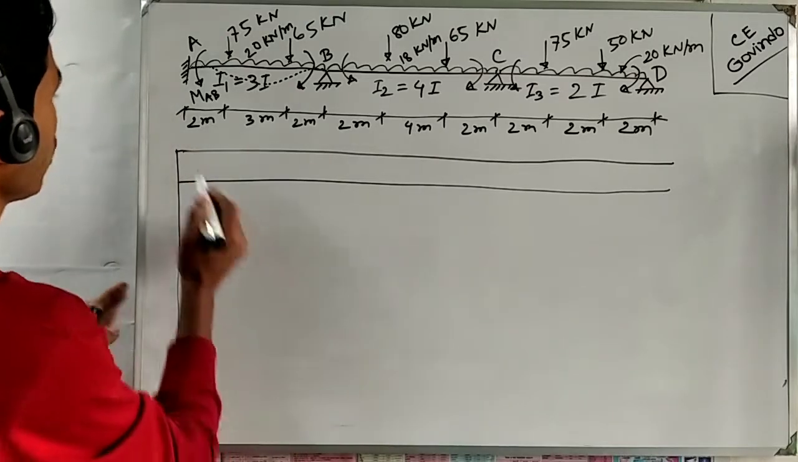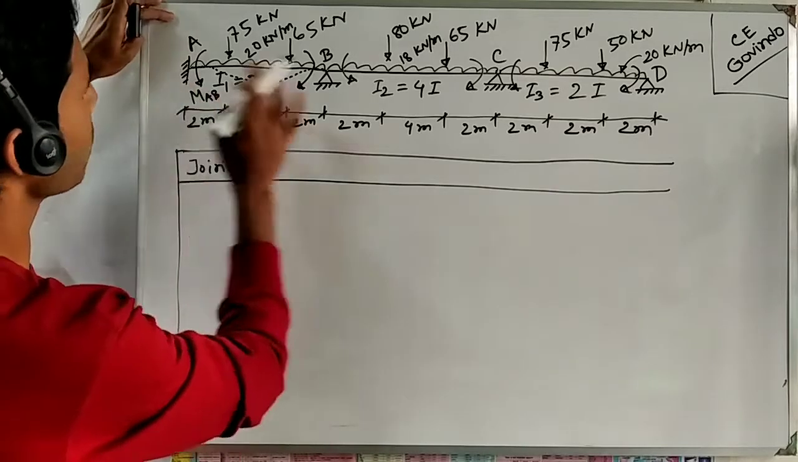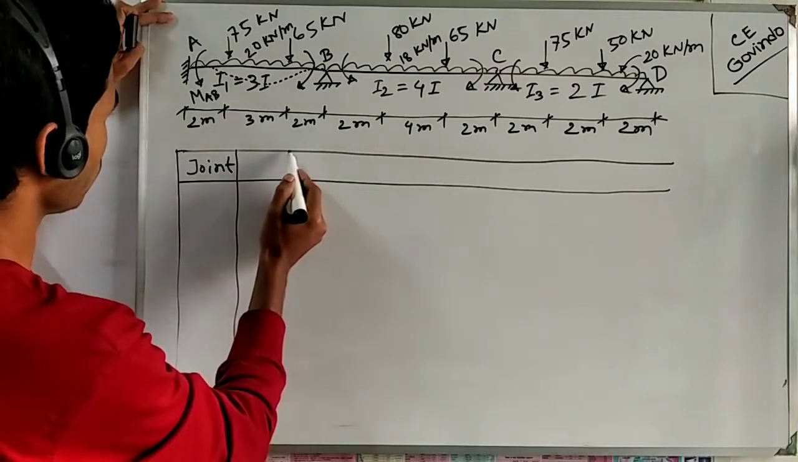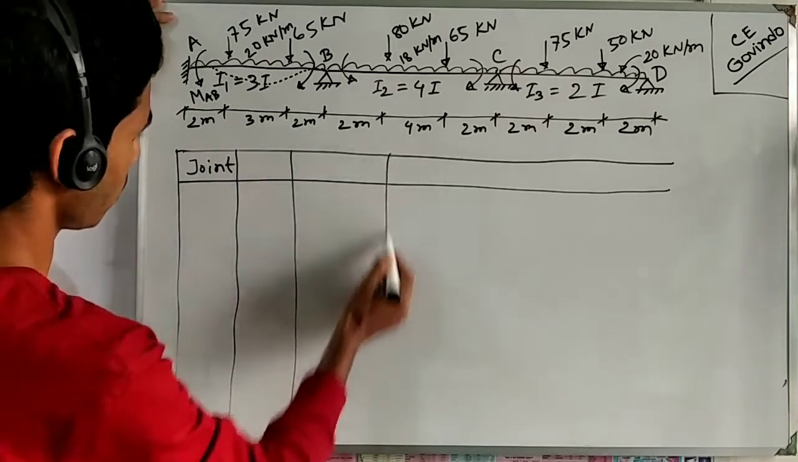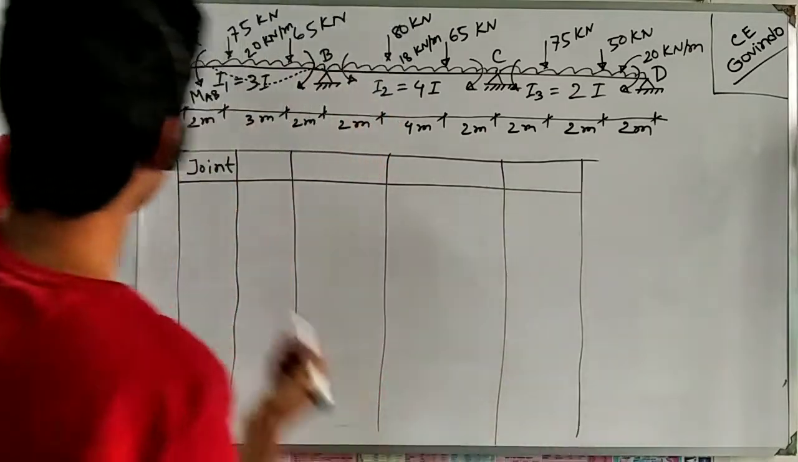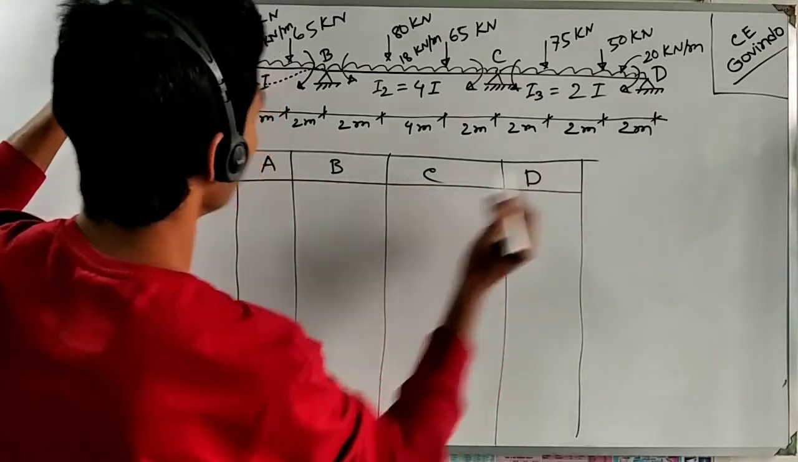First of all, let's see how many joints there are. Here we have A, B, C, D. It is 4 joints. We have 4 joints: A, B, C, D.